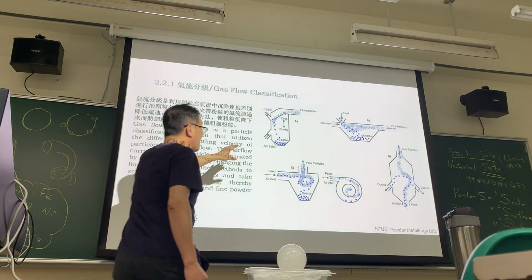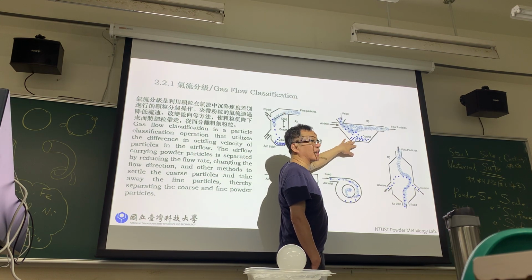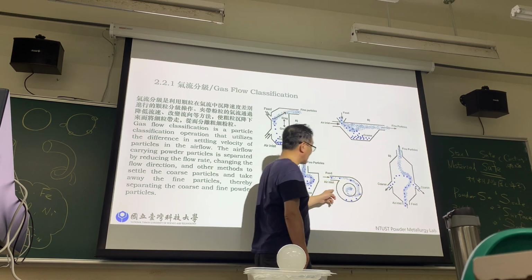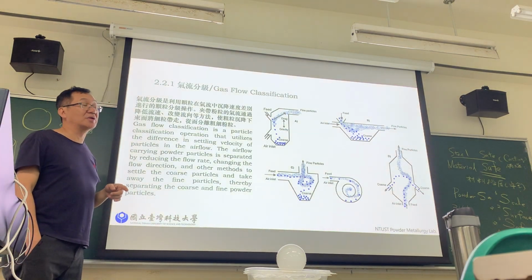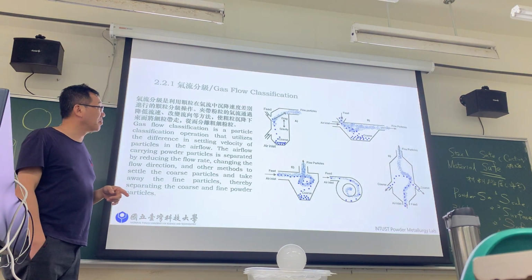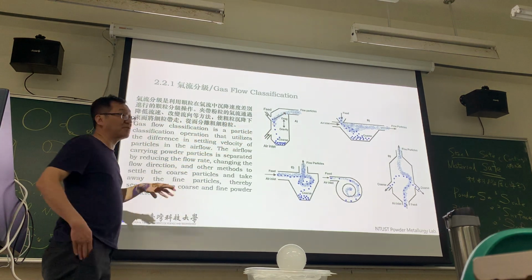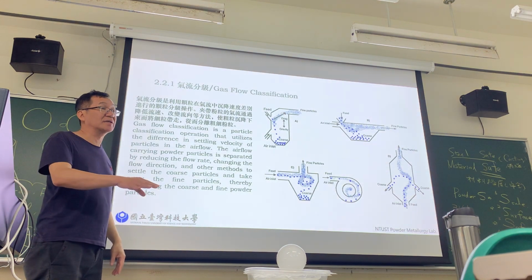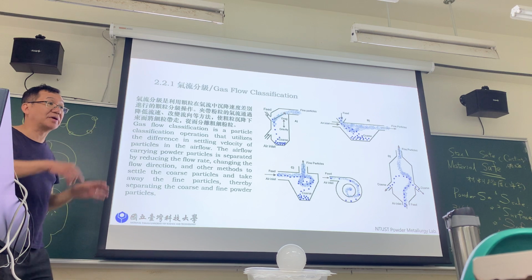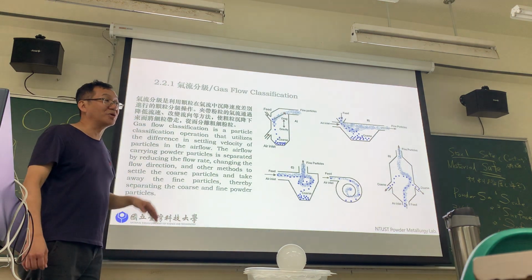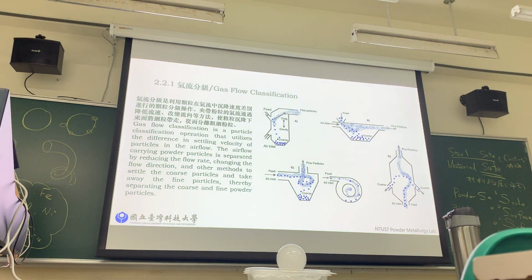This is how to separate the fine and coarse powder. We use this way, or this way, depending on our pressure and chamber design. Then we can get the fine powder and coarse powder with efficiency. That's very important. It's like an airplane: a jet plane is better, with higher speed.